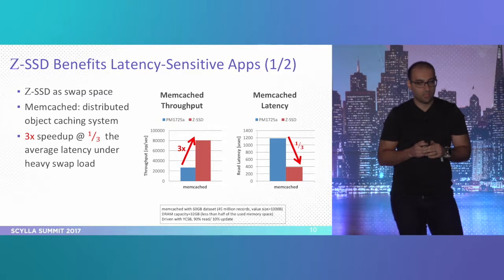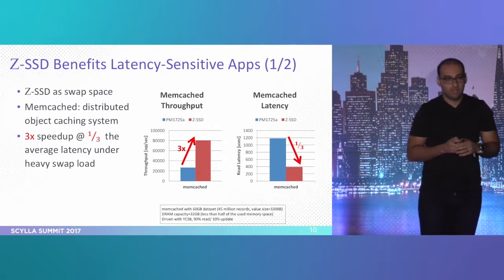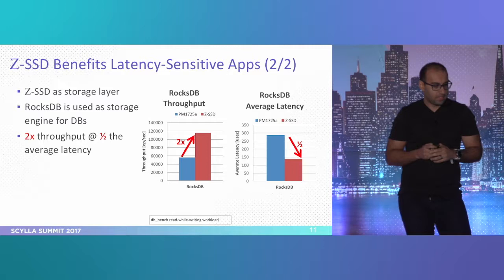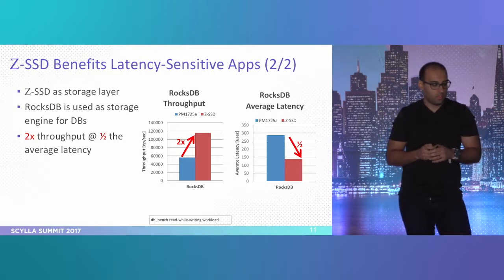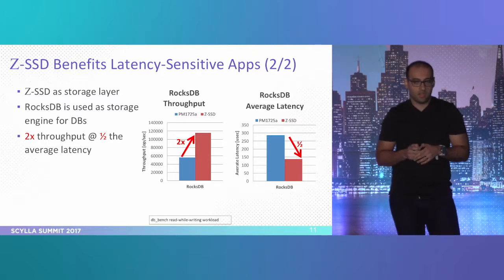So the results over here show that the Z-SSD can provide 3x more throughput, while the latency is 1/3 compared to the PM1725A, which is a very good improvement. The next use case is for RocksDB. And then again, we compared these two drives. We saw 2x improvement in terms of throughput, and we got it at half latency, basically.